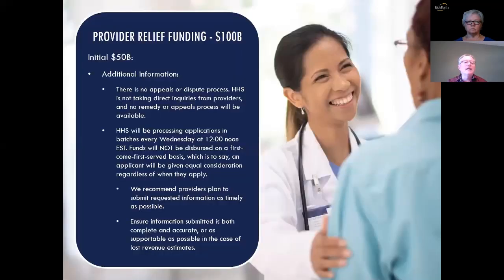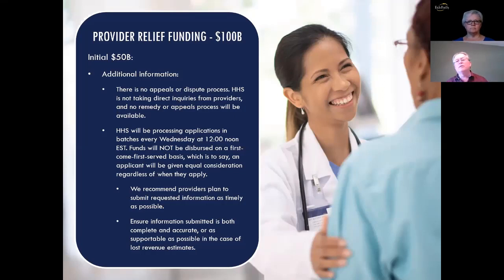Let's hit that next slide. A couple of other things in here. I know some people have been trying to reconcile the payments, trying to get the calculations. I wish we had all the calculations. HHS is very clear that there is no appeals or dispute process. They're not taking direct inquiries from providers. No revenue or appeals process is available. I don't like that as an answer. We just need to know that that's the position that they've taken. And if we do a lot of work to argue that we didn't get what we should have, it may be a lot of work for nothing, based on the position that they've taken.